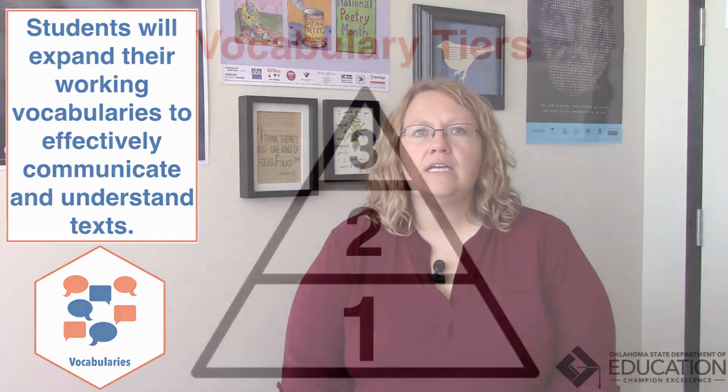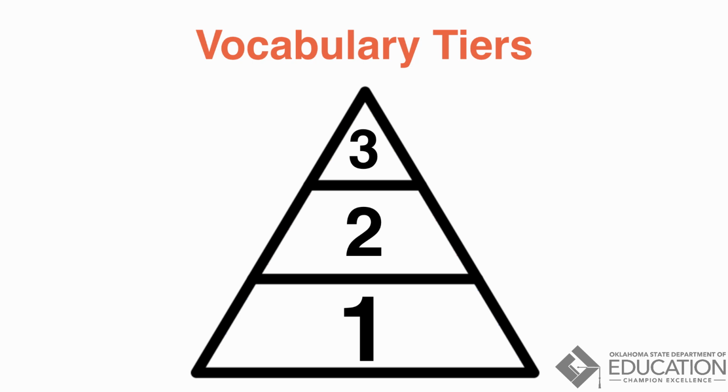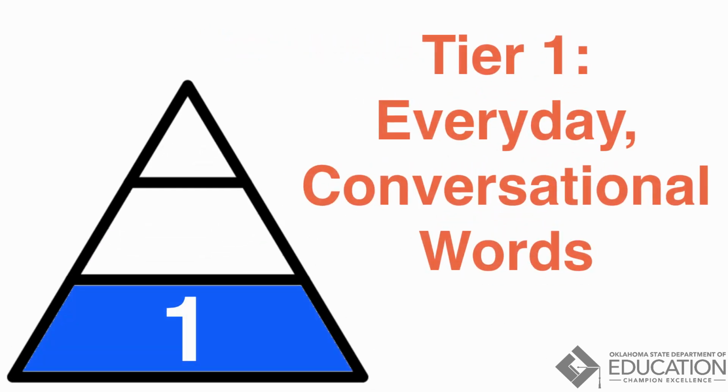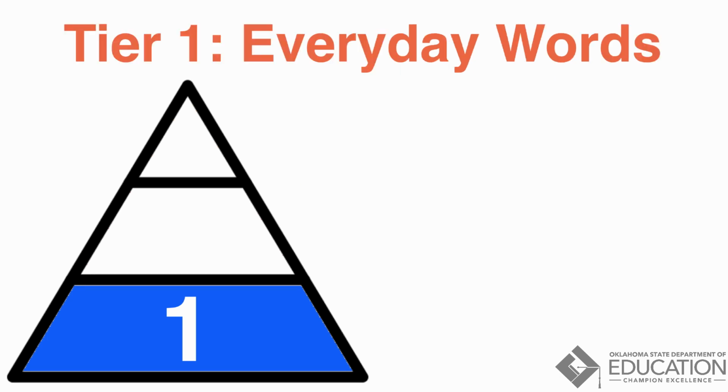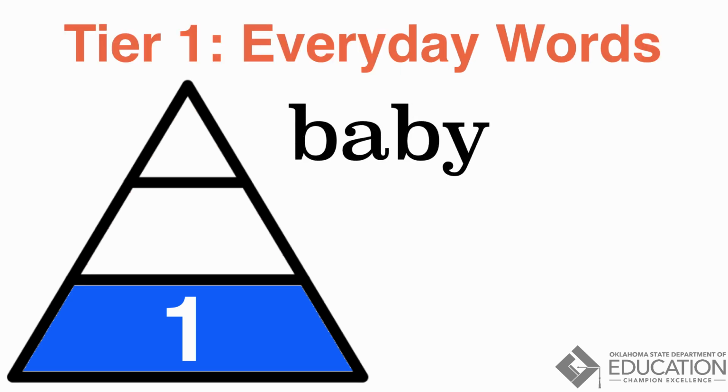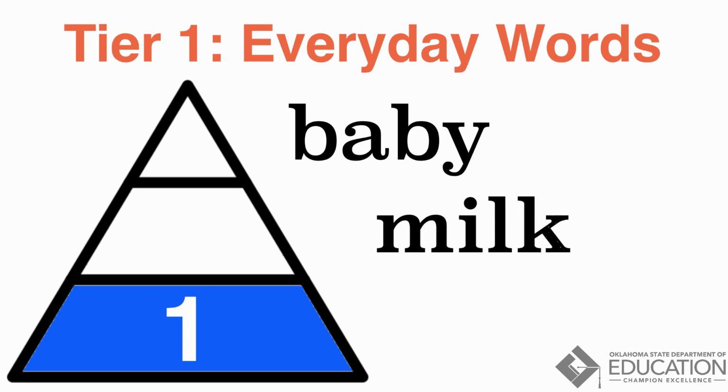And when you read research, a lot of times researchers will put words into 3 different tiers. Tier 1 are the words that students come to us already knowing. Those are going to be words like baby and milk. They've heard these words several times. They effectively use them when they're communicating, and you don't need to explicitly teach them.